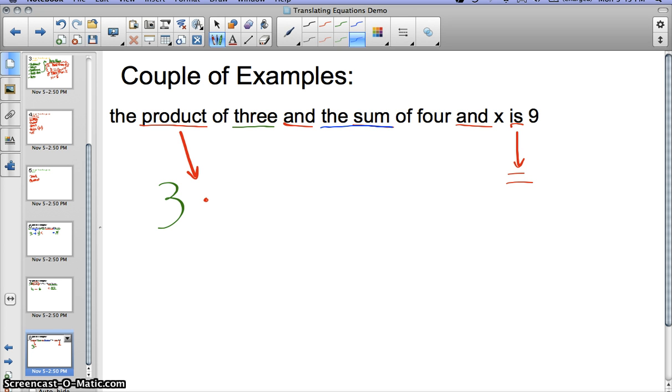All right? When we're looking at the sum, we're talking about the answer to an addition problem. So we need to add something together before we multiply it by our 3. So in order to do that, we need to make sure we use our parentheses. So what two things do we want to add together? The sum of 4 and x. Oh, and I forgot my super easy one. 9. So 3 times the sum of 4 and x is 9.